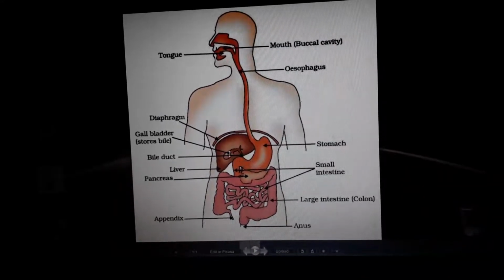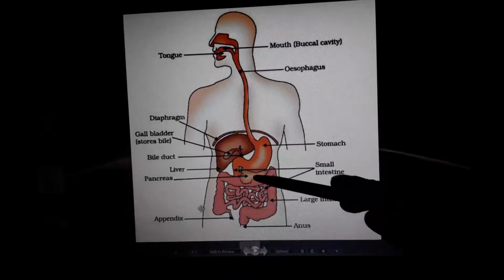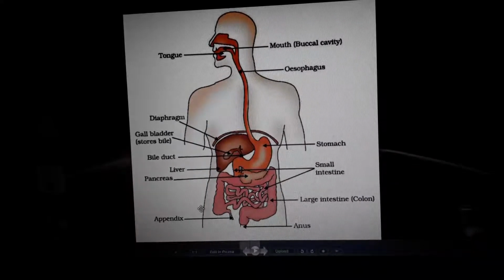Next, here something is there. It is called our liver. The liver has a particular small organ called the gallbladder, which secretes bile, a special fluid. Bile fluid and bile salt. Next, here is our pancreas. This one is the pancreas. The pancreas secretes pancreatic juice, in which two types of enzymes are there. They are called trypsin and lipase. So these are the two enzymes in pancreatic juice.